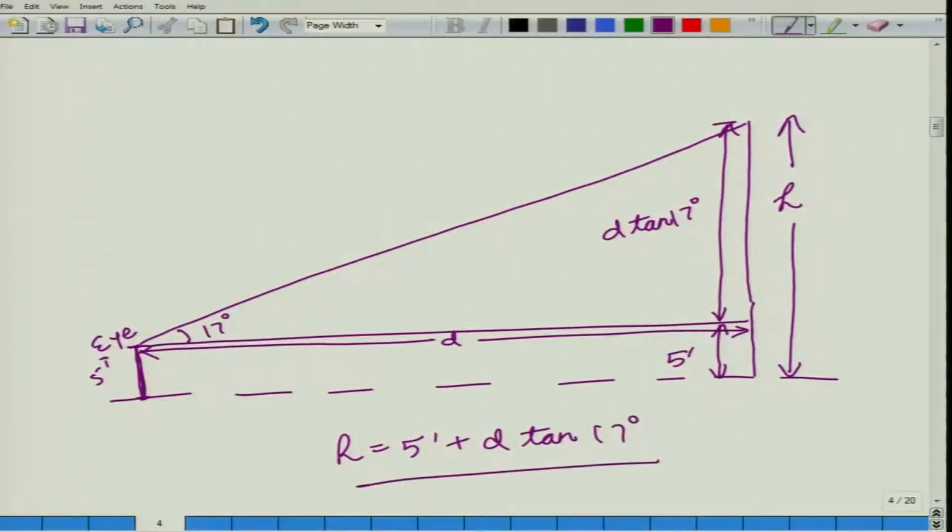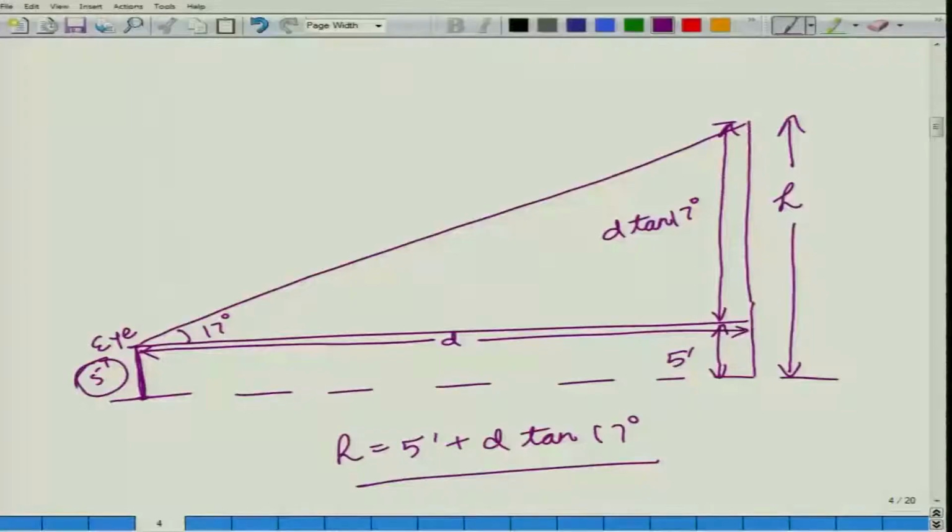Now, this height of 5 feet varies with every observer, but every observer can figure out their own eye level as compared to the ground. So this value is known to the observer, and he can very easily calculate this angle of 17 degrees. So he can calculate the height of the tree just by using this small device.